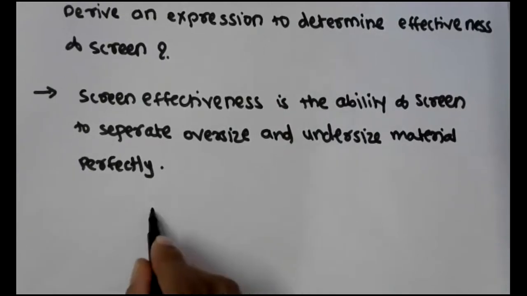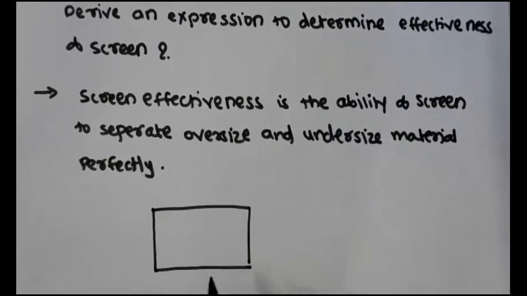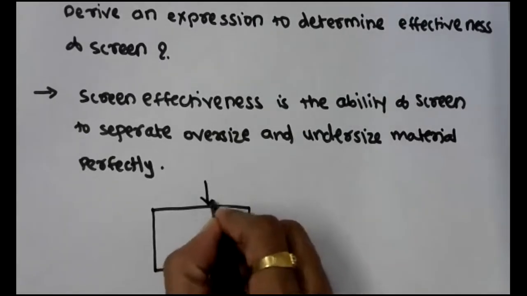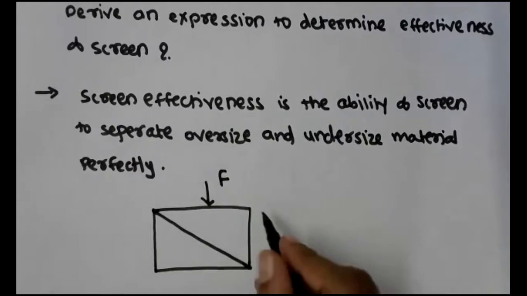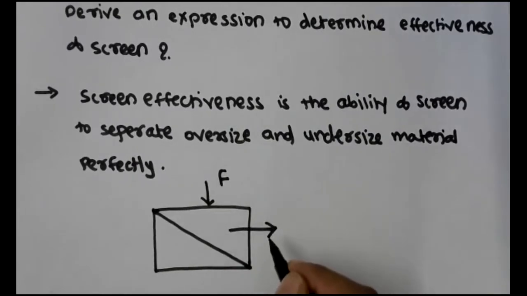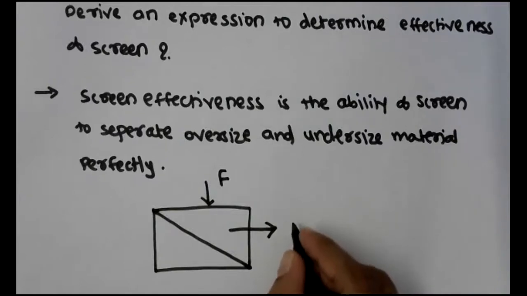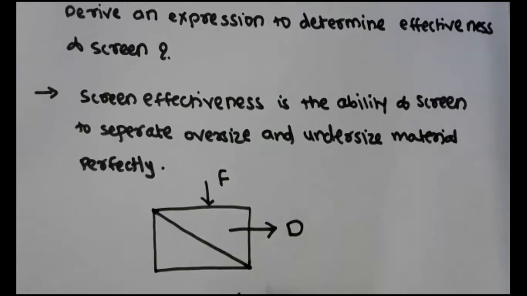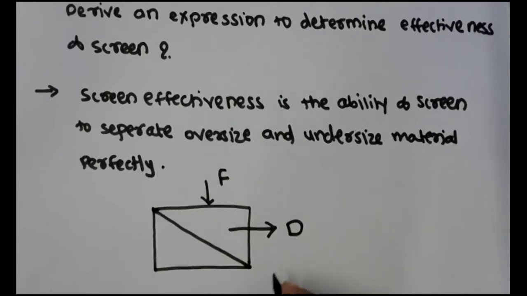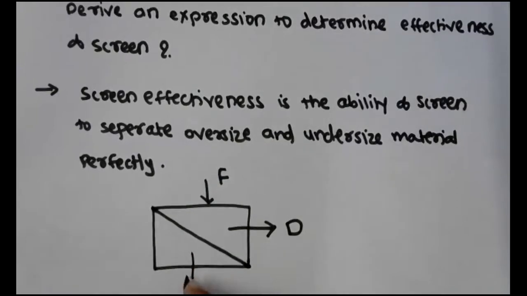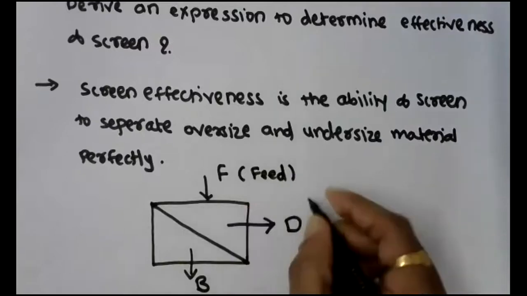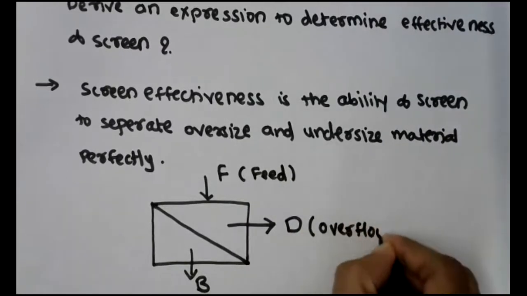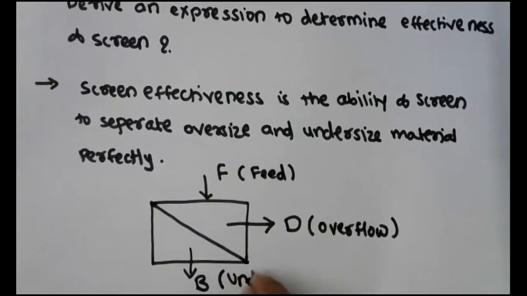Say this is the screen and to this screen the feed F is fed. So due to the screening, some material is retained over the screen. So that is oversize material, and say the overflow which contains oversize material is denoted by D. Underflow is denoted by B. So F stands for feed, D stands for overflow, and B stands for underflow.